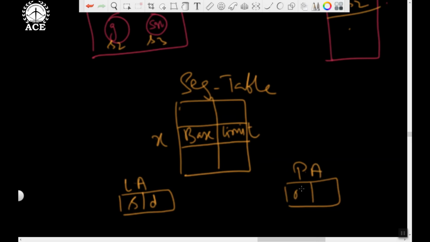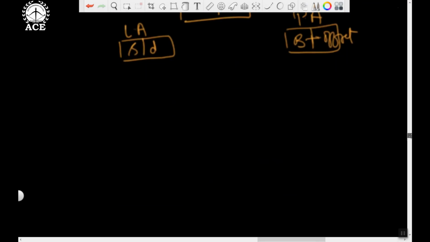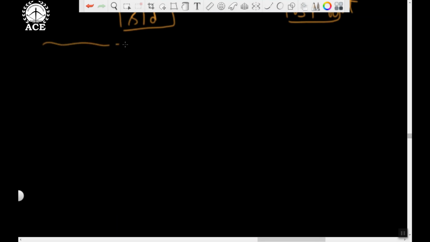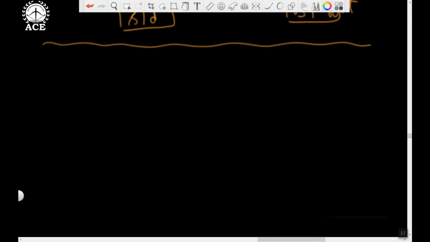a table called the segment table. Remember, the segment table will have the base address of the segment, say segment X, say base, and the limit of it or the size of it. Using this segment table, we can convert the logical address to physical address. The logical address having segment number and the offset D will be converted into the physical address, which is nothing but base plus offset.